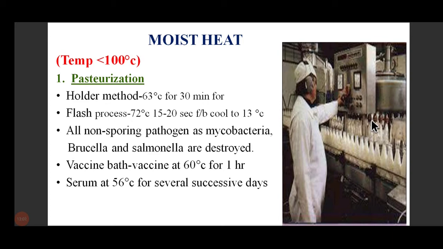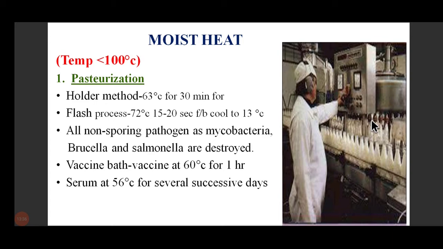Starting with the less than 100 temperature, as you will already be aware of this well-versed technique, which is pasteurization. This is important for the milk factories. Two methods are there. One is the Holder method, in which you hold your samples for disinfection at 63 degrees Celsius for 30 minutes, and the other is the flash process, in which you hold it for 15 to 20 seconds at 72 degrees Celsius, followed by cooling to 13 degrees Celsius.